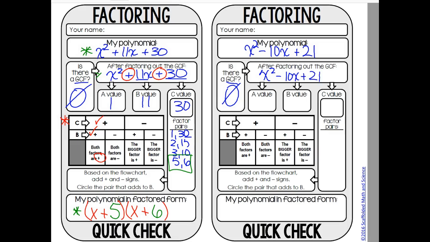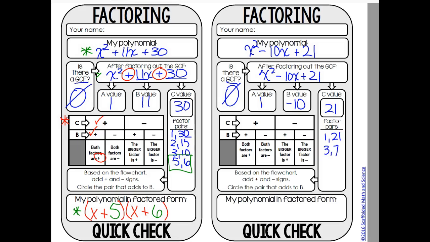Okay, what is my quadratic term's coefficient? Well, for right now, it's always going to be an understood 1. Our b value this time is what? Negative 10. And our c value, our constant term, is 21. All right, let's list the factors of 21. We've got 1 and 21, and we have 3 and 7.